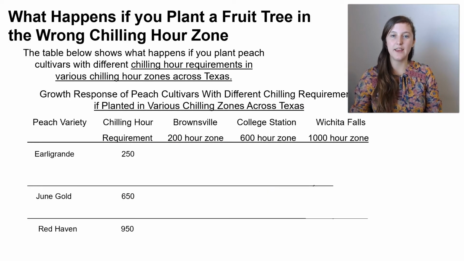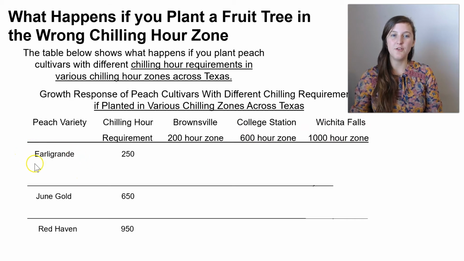Let's go over what happens if the plant does not get enough chill hours. We'll go through an example of peach varieties. There are 3 different types of peach varieties that we'll go over: Early Grande, June Gold, and Red Haven. For these 3 cultivars, let's go over what happens if you plant the fruit tree in the wrong chill hour zone. There are maps for different areas of the world that show how many chill hours on average you'll get in that region. For example, Brownsville, Texas gets 200 hours of chill. In College Station, there's around 600 hours of chill. In Wichita Falls, there's 1,000 hours of chill.